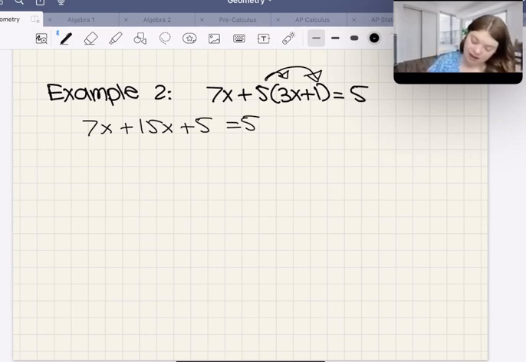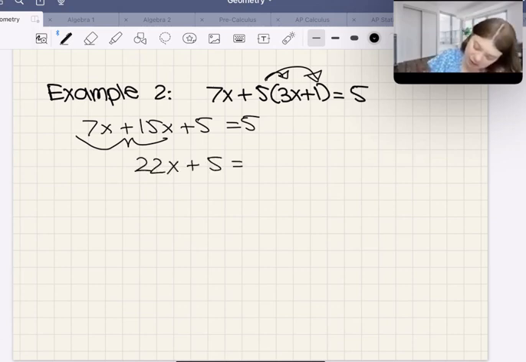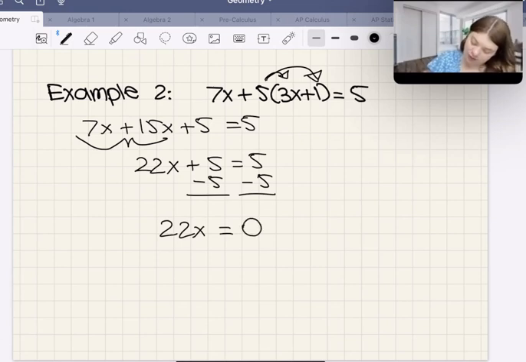Then I have 7x plus 15x. So these are like terms. I can combine those and get 22x plus 5 is equal to 5. If I subtract 5 from both sides, I get 22x is equal to 0. And if we divide both sides by 22, that tells us that x equals 0.